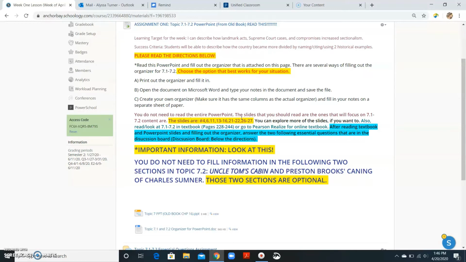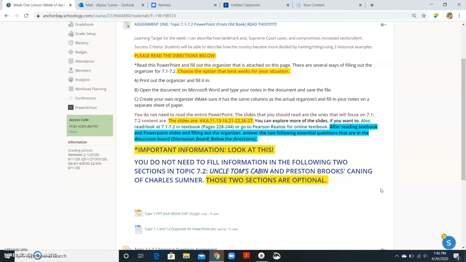You do not need to read the entire PowerPoint. These are the slides you need to read. I'm going to go over a couple that aren't on here that give you a little bit more background, but you don't have to read those. These are the only ones that are required, but you can explore more if you want. Also, please read or look at 7.1 and 7.2 in your textbook.